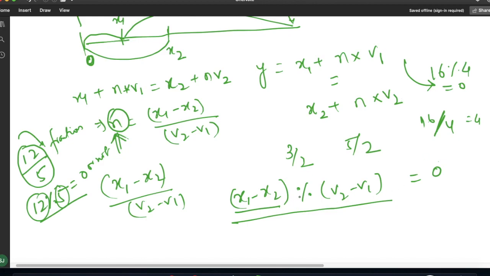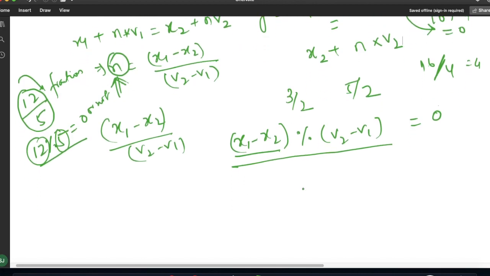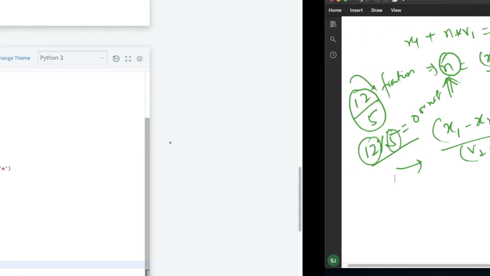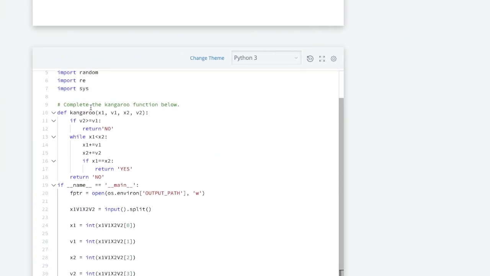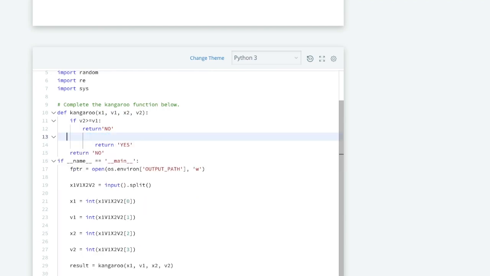So we'll check this logic. So let us write this logic. If this value gives 0, then it is possible. Otherwise it will print no, meaning the number of jumps cannot be a fraction. So this is the logic. This is the equation we'll write here. So let us delete this one and write a one line equation.